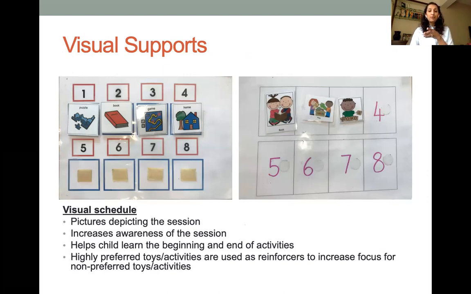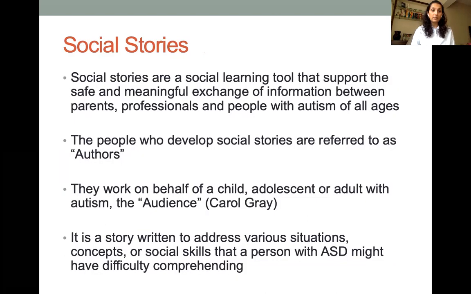You can use highly preferred toys as reinforcers in between to increase focus for non-preferred activities. So if you want the child to read a book with you, you can do book, and then they get to blow bubbles. And then maybe they get to do some writing, and then maybe they can get Play-Doh or something. So it increases their focus for non-preferred activities.